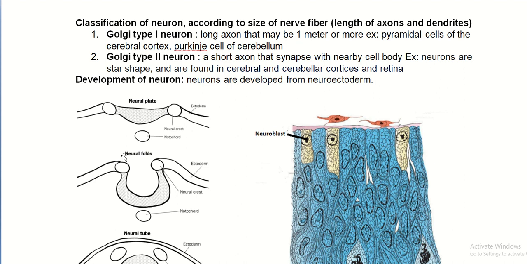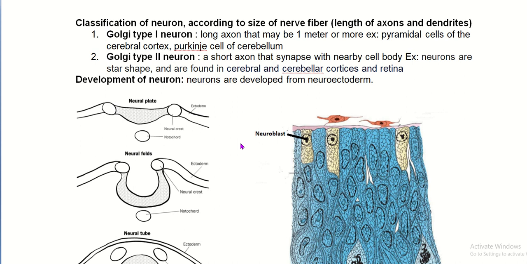The classification of the neuron according to the size of the nerve fiber, the length of the axon and dendrite. Golgi type 1 neuron. The axon of this neuron is long and may be 1 meter or more. Examples are pyramidal cells of the cerebral cortex and Purkinje cells of the cerebellum. Golgi type 2 neurons have a short axon that synapses with nearby cell bodies. These neurons are star-shaped and found in the cerebral and cerebellar cortexes and retina.